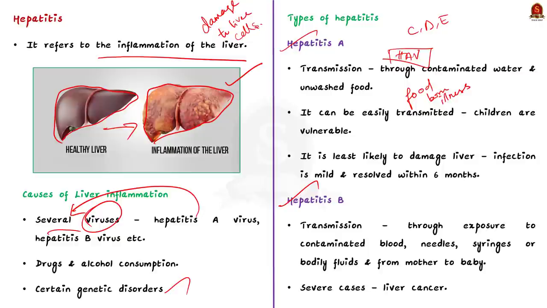Now coming to hepatitis B. Hepatitis B is caused by the hepatitis B virus, HBV. It is transmitted through exposure to contaminated blood, needles, syringes, or bodily fluids. It can even transmit from mother to baby. In some cases, hepatitis B may lead to long-term liver damage and liver cancer.